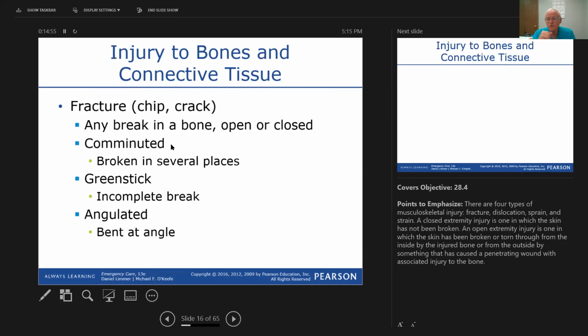Then we have fractures that can be angulated, bent at an angle. So the bone is not in its anatomical position like it should be. It's off to the side for some reason. We call those angulated fractures.